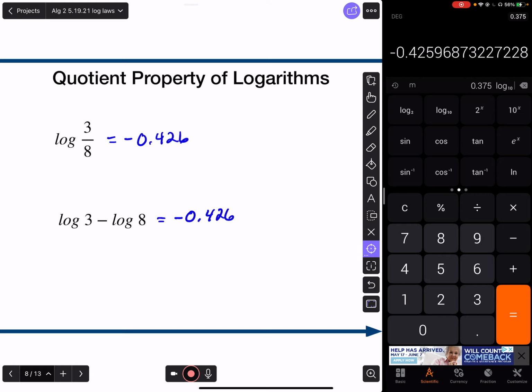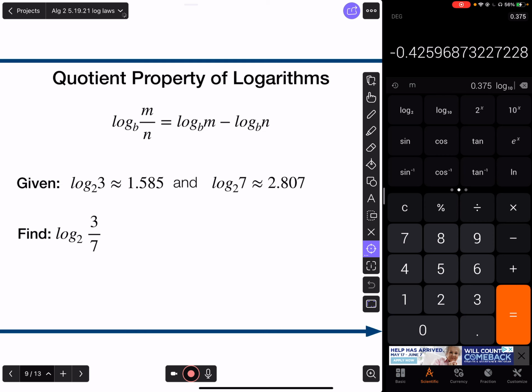In the previous one, the product property, the multiplication, we could rewrite as an addition problem. Like 200, we could write it as log 2 plus log 100. When you're doing a log of a division problem, it can be broken up into the log of the numerator minus the log of the denominator. So instead of an addition, it's a subtraction. Here it is formally written down. If you have log base b of a ratio, you can rewrite it as log of m minus log n. So division becomes subtraction.